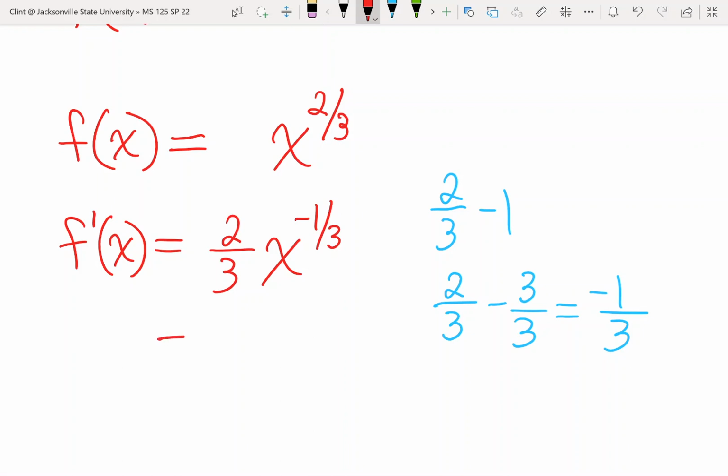And if we wanted to get rid of the negative exponent, sometimes it'll be useful to do that. Sometimes we won't care about having the negative exponents. But if we wanted to get rid of the negative exponent, it would be 2/3 over x to the 1/3. The x goes down into the bottom. So sometimes we'll just leave it the first way. Sometimes we'll move it down.